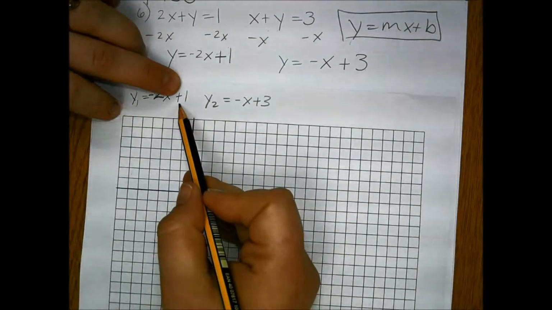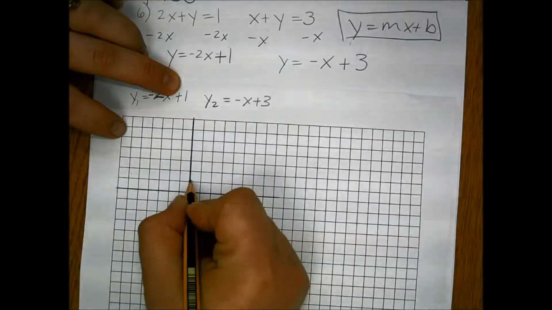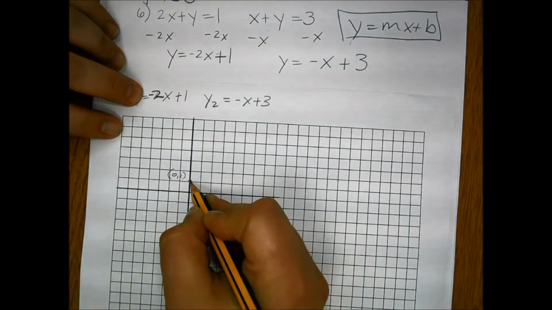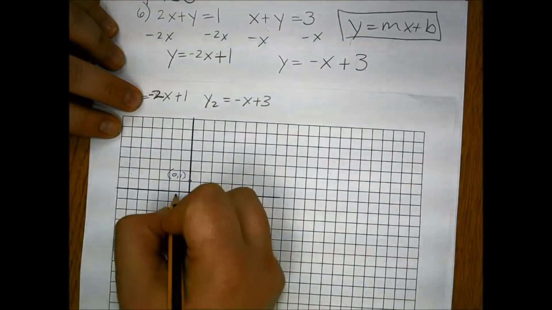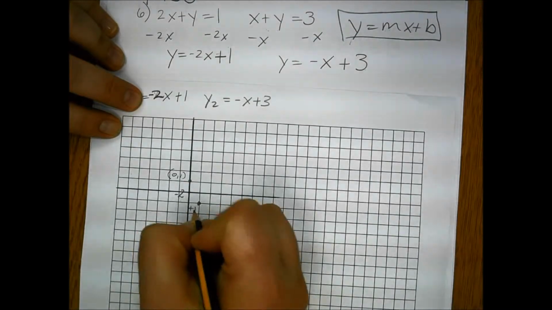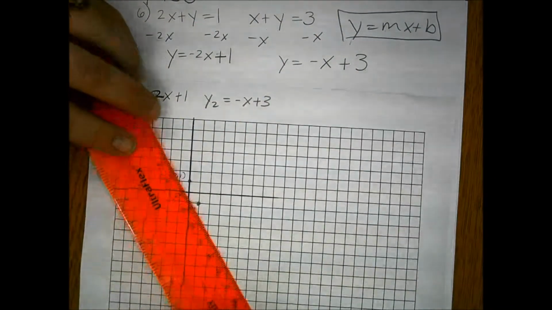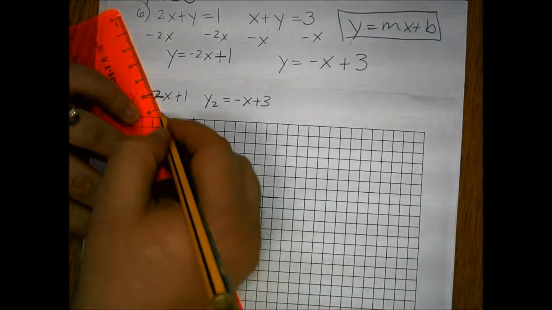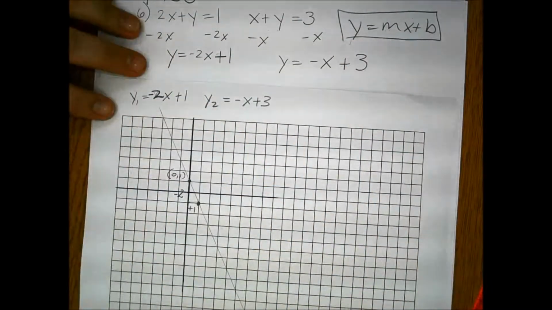My first equation has a y-intercept of 1, so I'm going to plot the point (0, 1), and then I'm going to use my slope, which is negative 2, which means I'm going to decrease in the output by 2, so go down 2, and then right 1. So I went minus 2 and then plus 1, down 2, right 1. Now I have 2 points on my line. I'm going to take my ruler and make a light line, just in case I make any mistakes, so I can easily erase it.